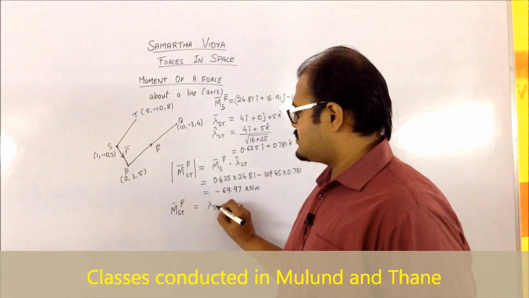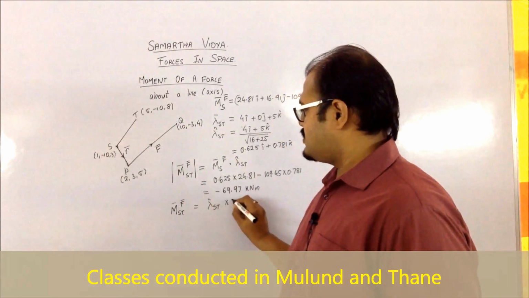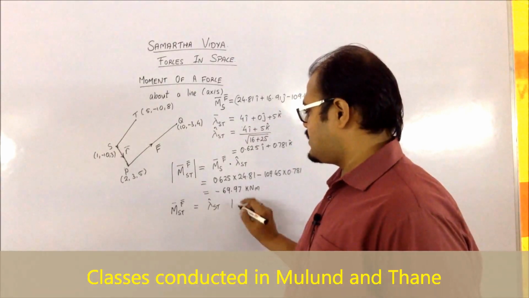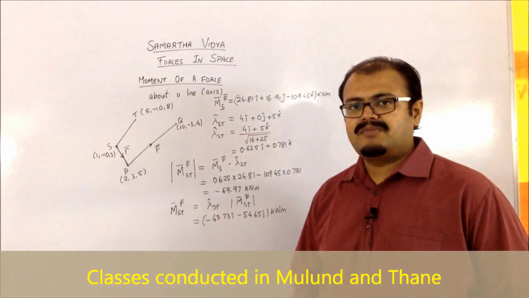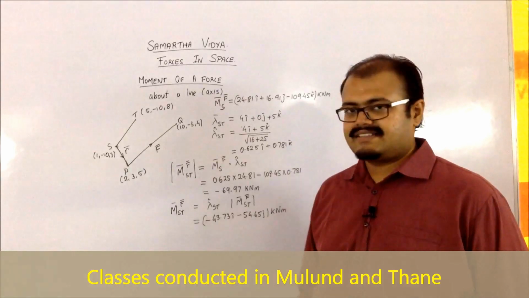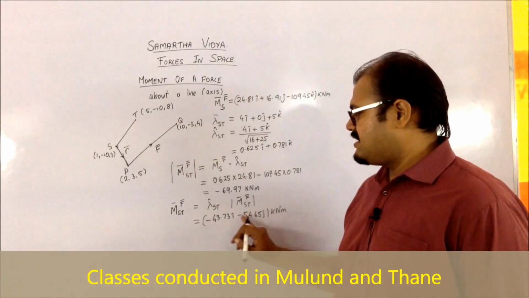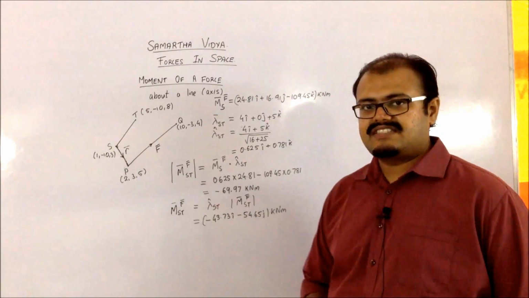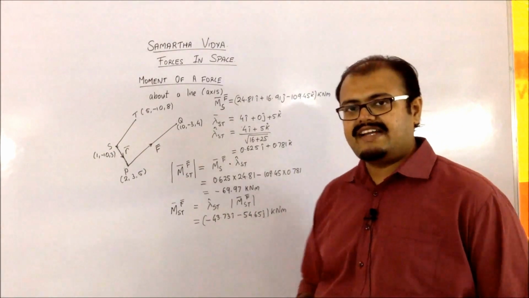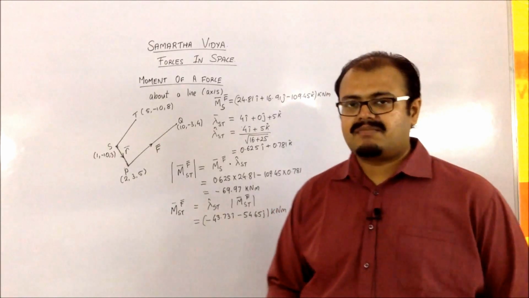Now to find the moment in vector format, that is going to be your unit vector into the magnitude. So it's just a normal multiplication. So you'll be getting your moment of the force about the axis ST as minus 43.73 i cap minus 54.65 k cap. So this is how you find the moment of a force about an axis.